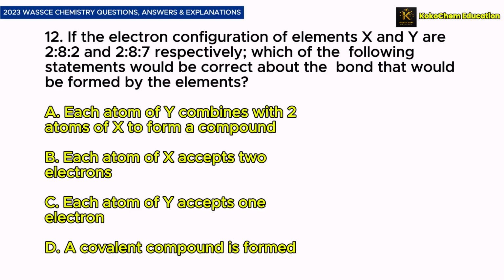A. Each atom of Y combines with two atoms of X to form a compound. B. Each atom of X accepts 2 electrons. C. Each atom of Y accepts 1 electron. D. A covalent compound is formed.